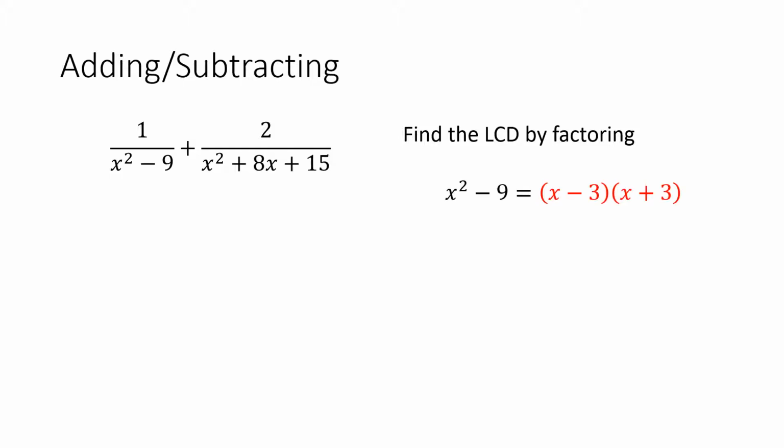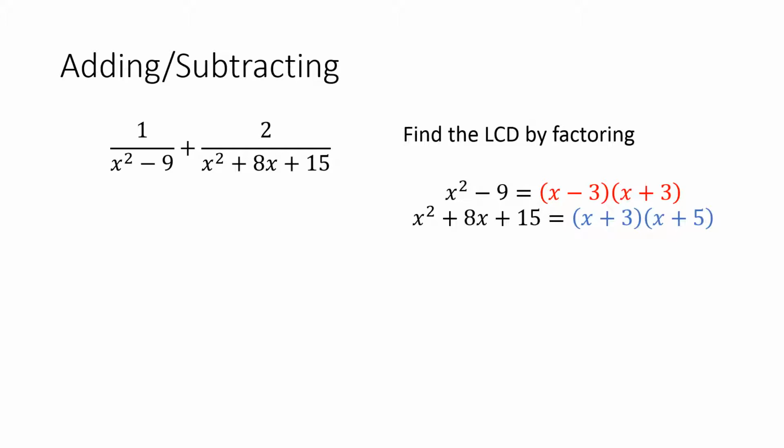But x squared minus 9 factors as x minus 3, x plus 3. And then I need to factor the x squared plus 8x plus 15. Again, pause, take the time to factor it, and check to see if you got the same answer, which is it factors as x plus 3, x plus 5. Again, I want to build my LCD, so my LCD needs x minus 3, x plus 3, and it also needs x plus 3, x plus 5.